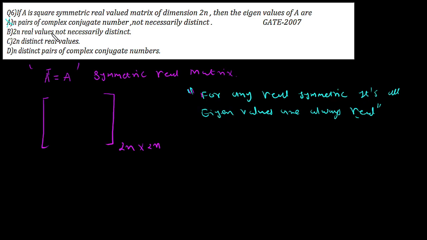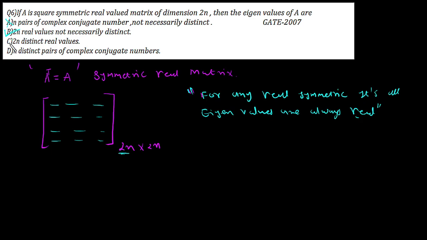Option B says 2n real values not necessarily distinct. Yes, it is the correct one, because we know that there are 2n eigenvalues, because the number of eigenvalues is equal to the order of any square matrix, and here we are not sure about the distinction without further detail of this matrix. So it may be distinct or not, but here it is given in option B, not necessarily distinct. So option B is the correct statement regarding the eigenvalues of any real symmetric matrix.